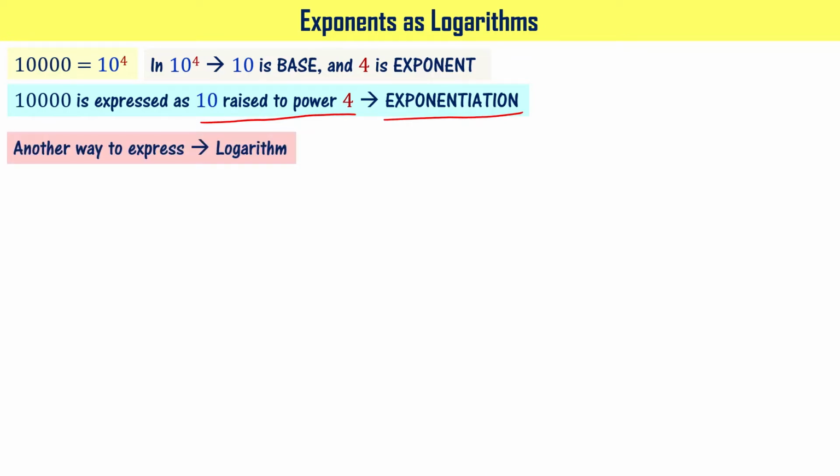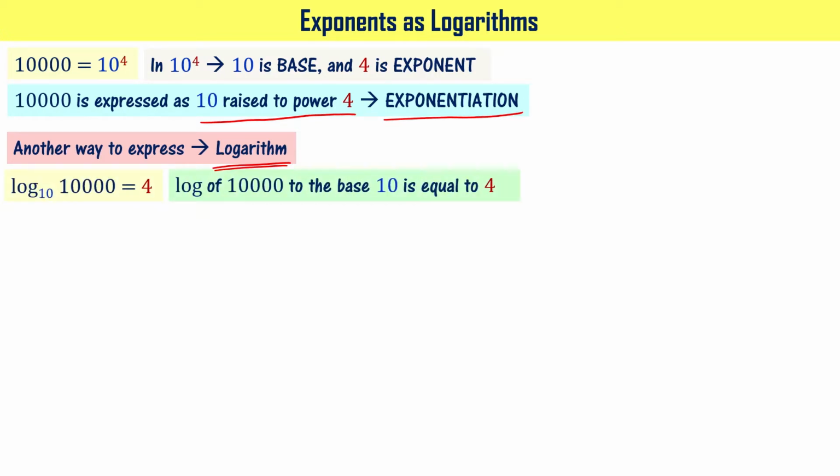There is another way to express 10,000, not only 10,000, any number for that matter, that is called logarithm. We are going to learn about logarithms now. 10,000 can be written as log of 10,000 to the base 10 equal to 4. This is read as log or logarithm of 10,000 to the base 10 equal to 4.